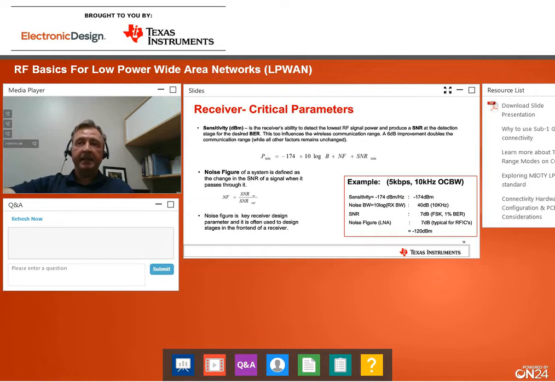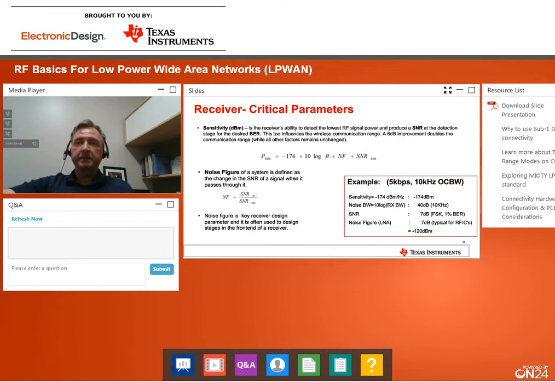Then the next thing that is influencing the receiver is the occupied bandwidth of the signal. Therefore, the more narrow your signal is, the better link budget you can get. The next one is the noise figure of your front-end LNA.